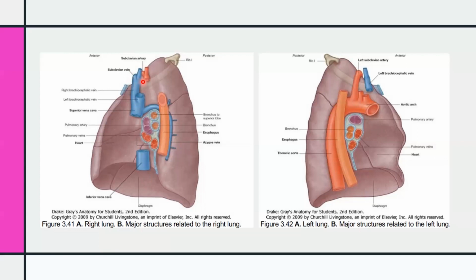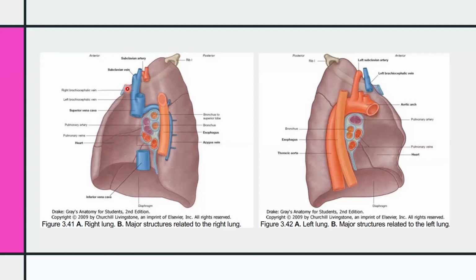And more posterior to the veins, you have the arteries. Here you see the subclavian artery. And there's another vein joining the superior vena cava, which drains the structures in the thorax. This one is the azygous vein. And there's the first rib also in contact with the right lung.